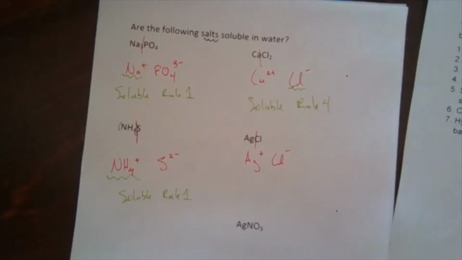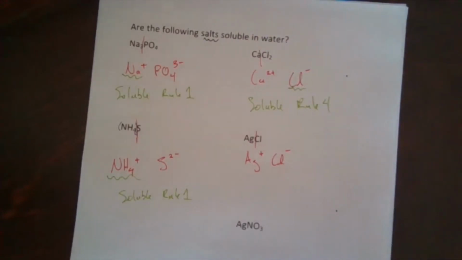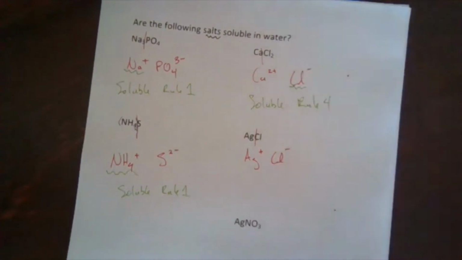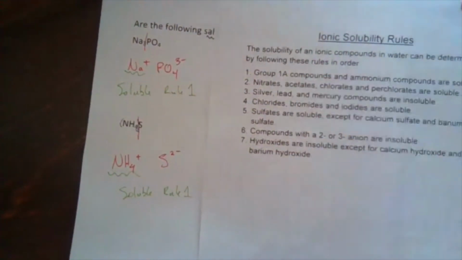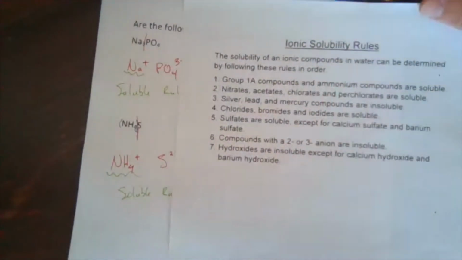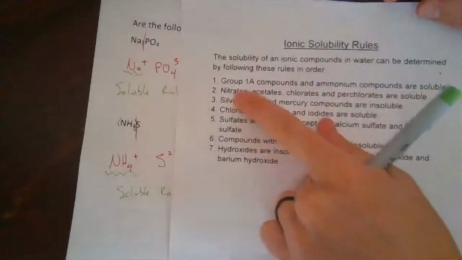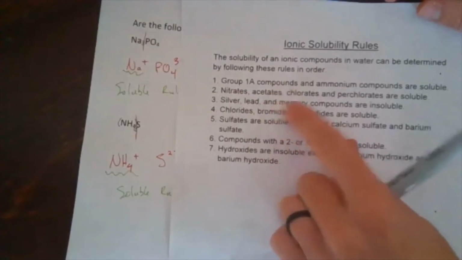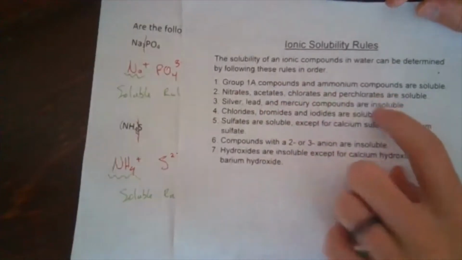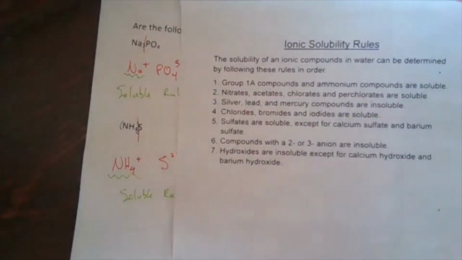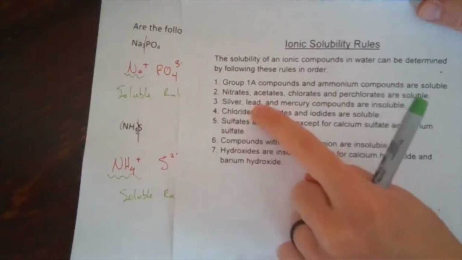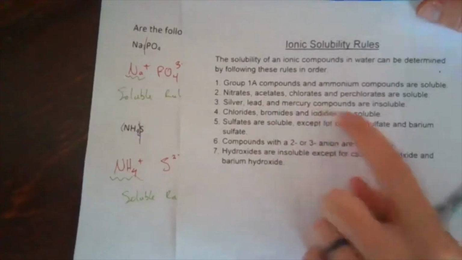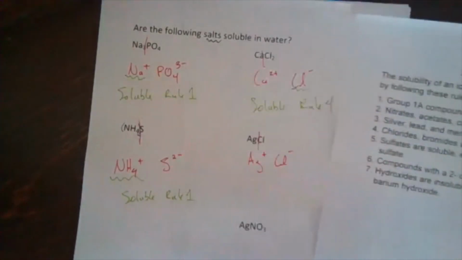Okay, so silver chloride, I got the Ag and the chloride. Chloride was our star before. We'll see how it goes. Group 1A compounds, well, that's the alkali metals. Silver's transition. Ammonium, no, we don't have that. Nitrate, ate. Acetate, ate. Chlorate, ate. Perchlorates, ate. No, we're dealing with monoatomic chloride, not any of that stuff. Rule 3, silver, lead, and mercury compounds are insoluble.